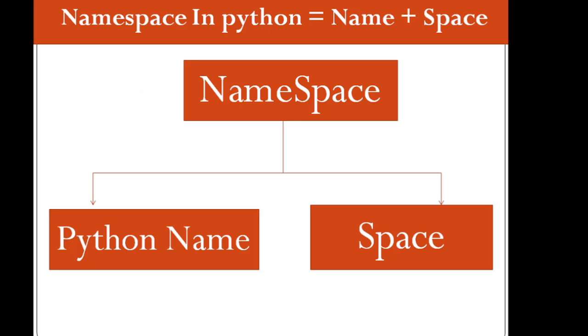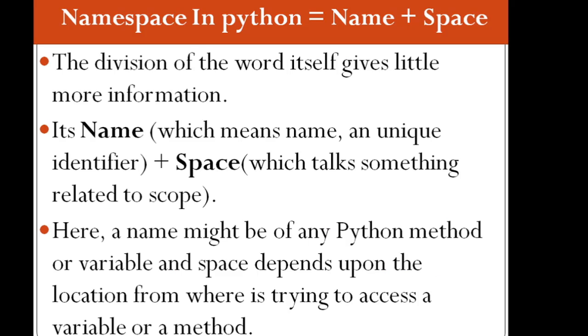Let's talk about namespace in Python. This is a very important topic that you should understand very minutely. What is a namespace? We can divide this term into two parts: first is the Python name, and then we have the term space. Let's see what we mean by Python name and space.